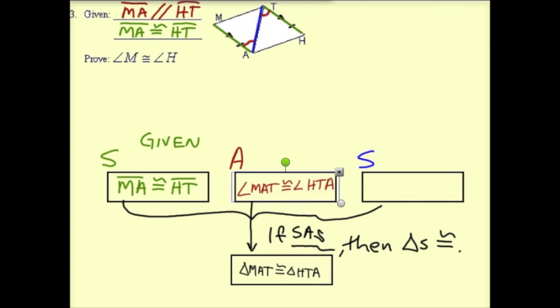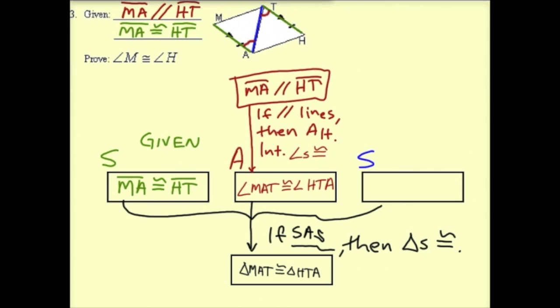But why is that true? Well, that's true because of this given information, the two parallel lines. So we have to mention that fact. So the fact that MA is parallel to HT, if we have parallel lines, then alternate interior angles are congruent. So I know it's a bit abbreviated, but that reason, right, the connector with the arrow says if parallel lines, then alternate interior angles are congruent.